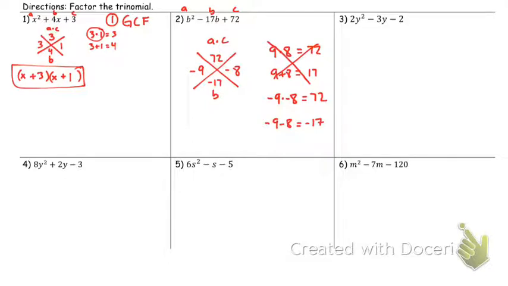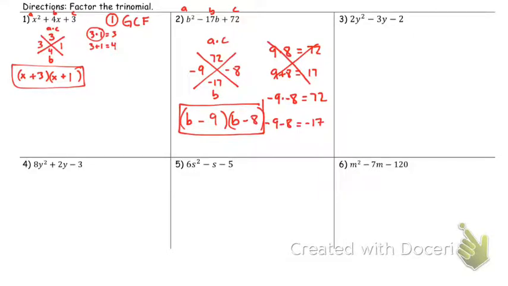Okay, once we have our magic pair, boom, we put this into our template. And our template uses the x value. So we're going to have x - 9 and x - 8. Again, you could have x - 8 first or x - 9 first. Order doesn't matter, as long as the signs are correct. Okay, this is your final answer.